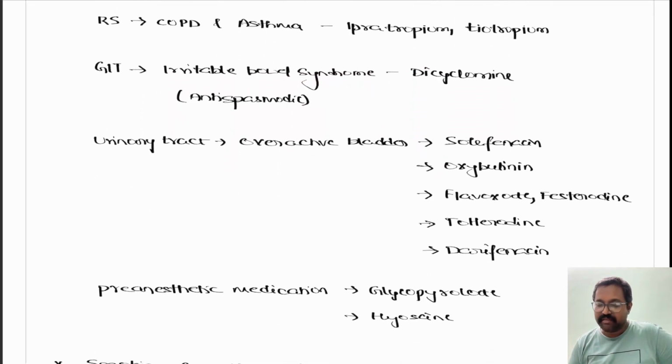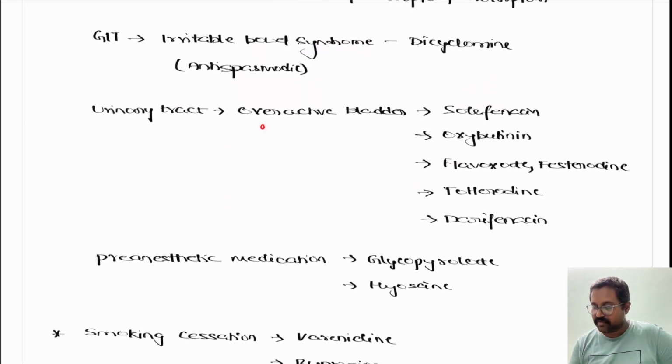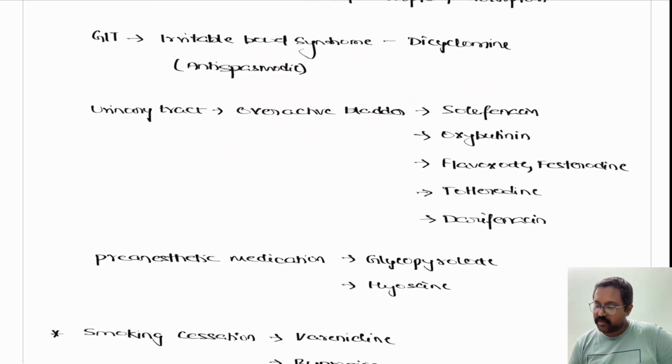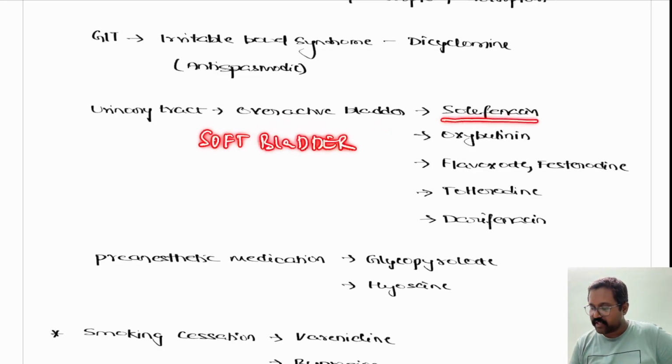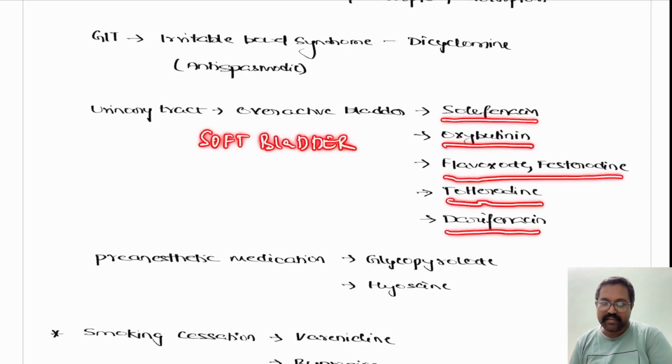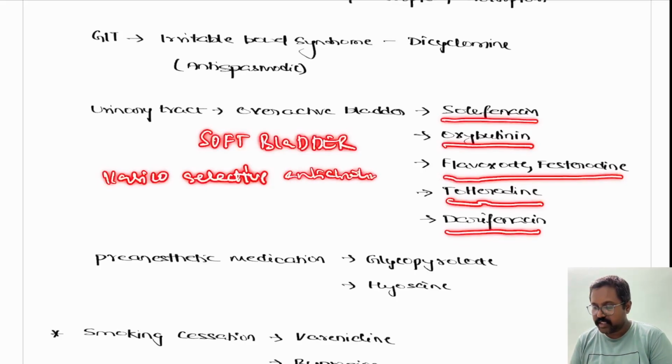Next, you have urinary tract uses, that is, in case of overactive bladder, we can use the mnemonic SOFT bladder. S stands for solifenacin, O stands for oxybutynin, F stands for fesoterodine, T stands for tolterodine, and D stands for darifenacin. These are the vesico-selective anticholinergic agents.